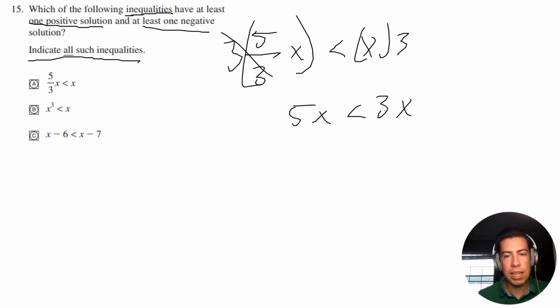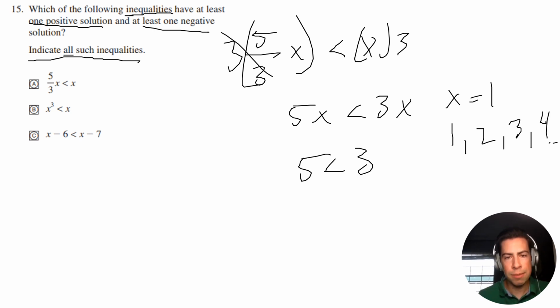If I plug in any positive integer for x, and what I mean by that is an integer would be like 1, 2, 3, 4, etc. It's not a decimal, it's not a fraction, it's just a whole number that is positive, okay? So let's try plugging in x equals 1. So I will have 5 is less than 3. Right off the bat, we know that that can't be true. So it looks like there's not going to be any positive integer solutions for this one, okay?